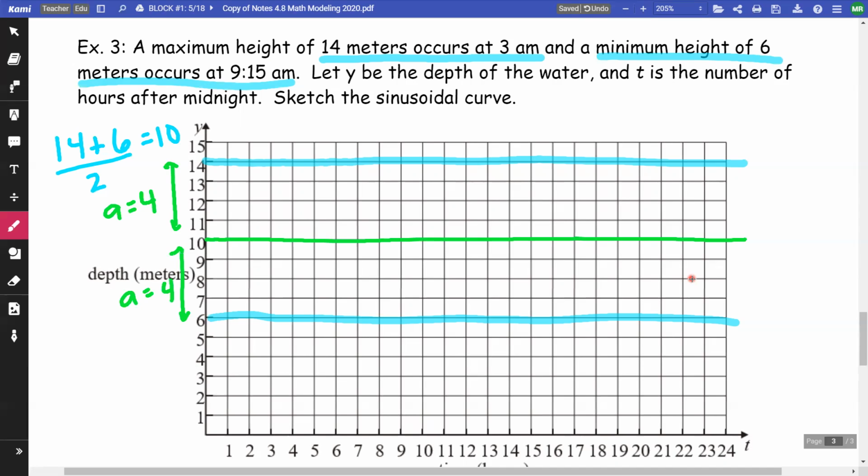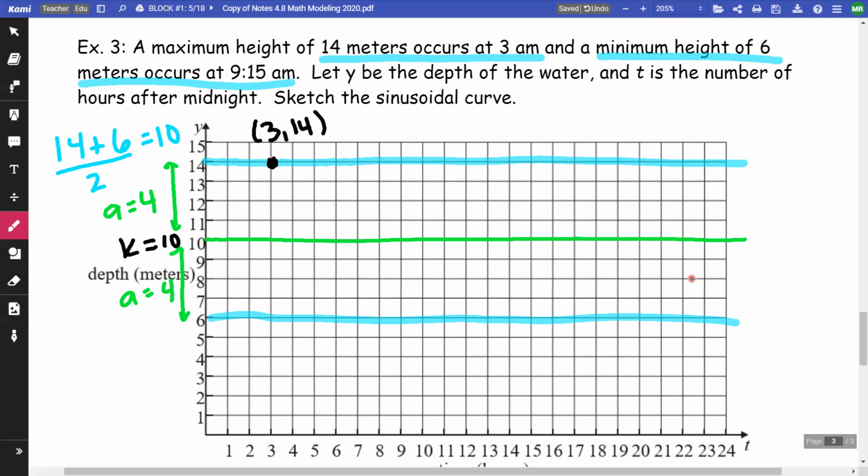And then my K is going to be 10. So I know that so far. I also know at 3 a.m., so at 3, 14, I'm just going to write the point here, 3, 14. That's my high. They don't tell me what the period is.